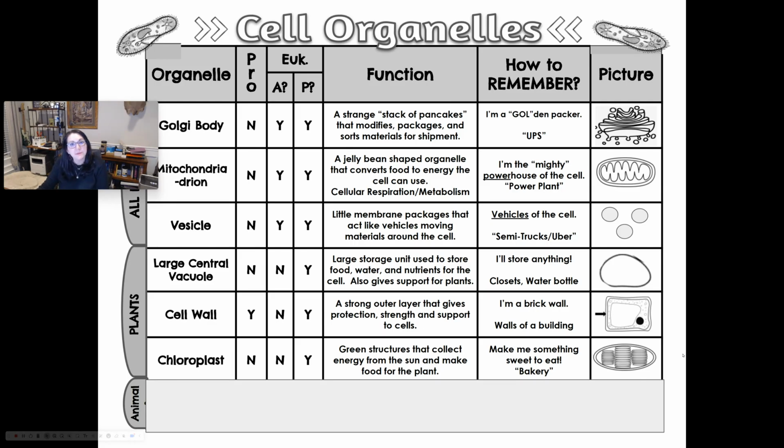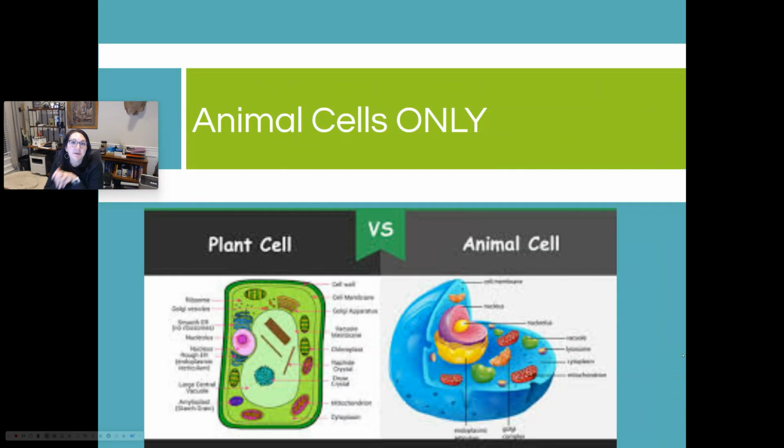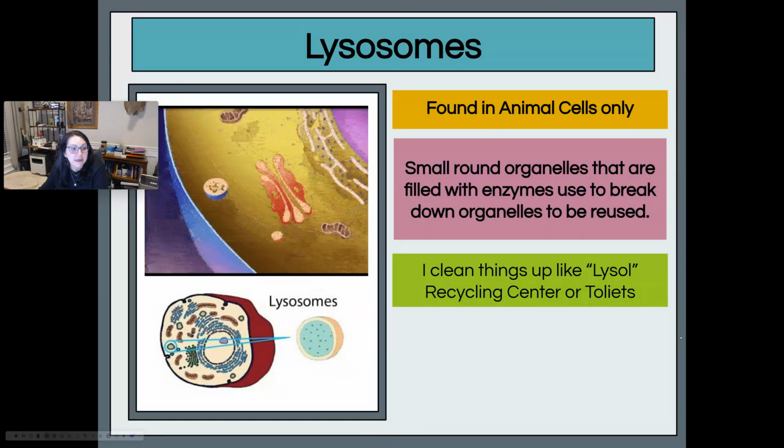All right, now last, we have one more that is just going to be found in animal cells and not prokaryotic and not plant. And so these are the lysosomes. This is, again, this little small organelle. It's like a little package, a little round container. But this one's actually filled with digestive enzymes. And those digestive enzymes can break things down.